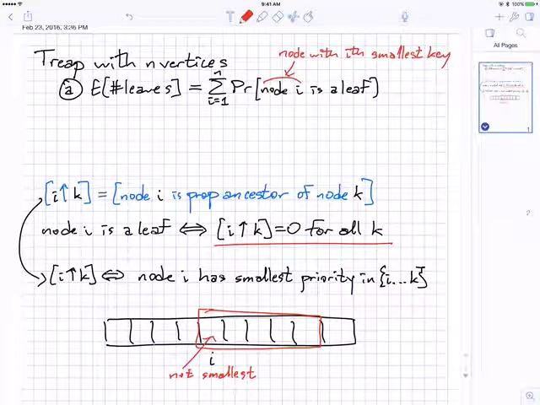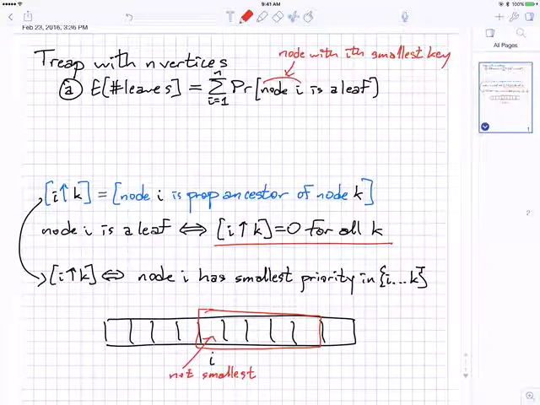So maybe there's another way of expressing that condition that doesn't involve thinking about quite so many boxes. Yes? Can you explain the box thing that you just said again?